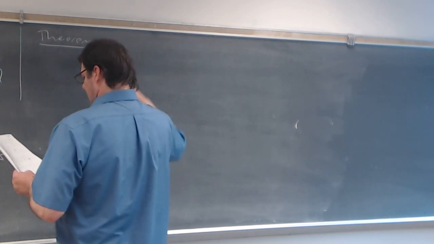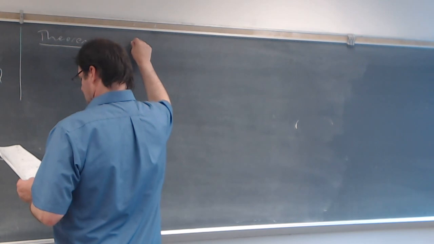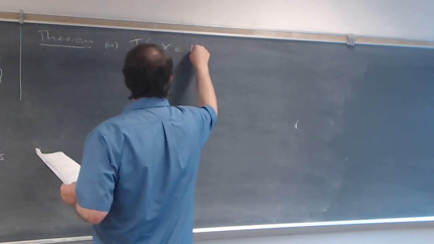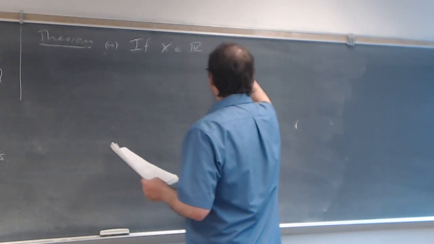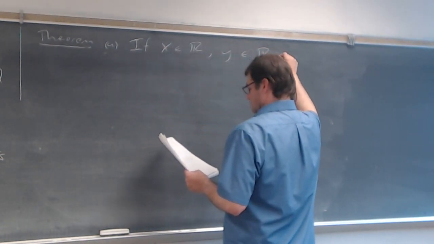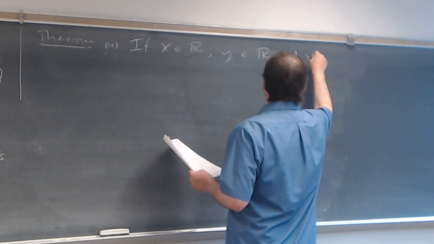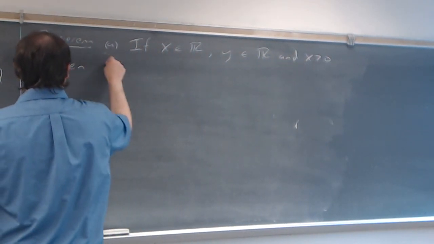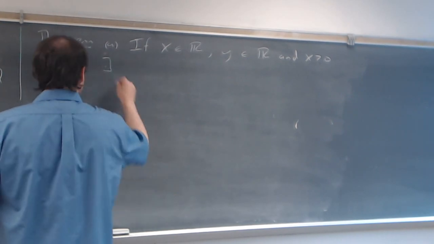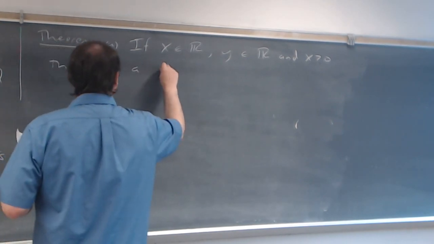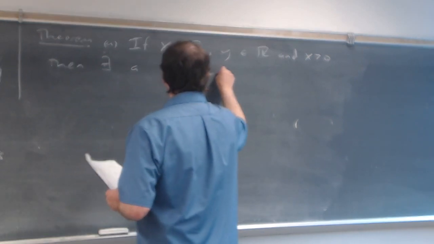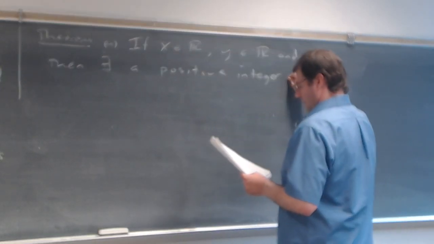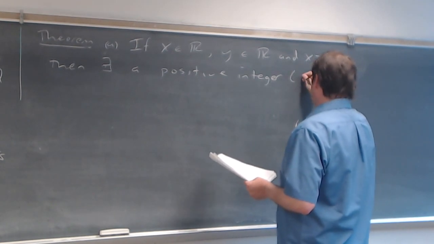So here, the first part is if X is in R, Y is in R, and X is greater than 0, then there exists a positive integer, and really that means a natural number.